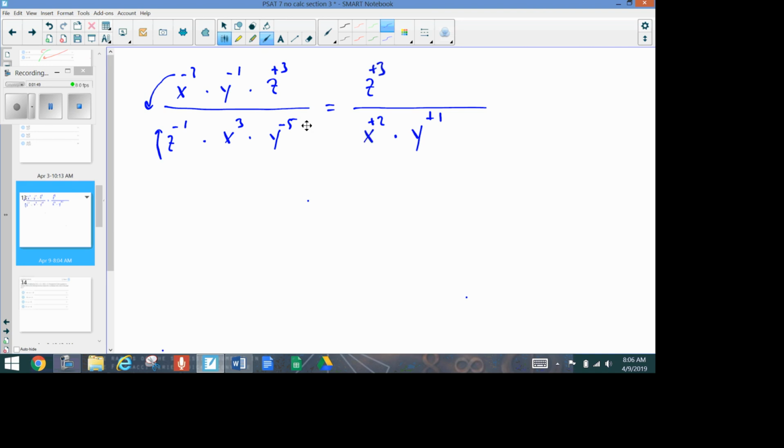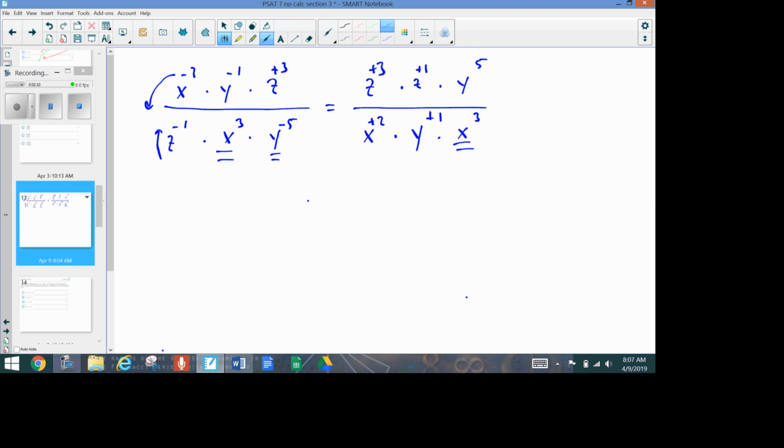Okay, now I'm done with the numerator and I'm going to check the denominator. Z is -1, so you're going to put it up. Z to the power of +1 now. Okay, x cubed, so I will write it down as it is, x cubed. And now I'm here, y to the power of -5. Since this is negative, you're going to send it up, y to the power of 5. Now everything is positive and looking good.